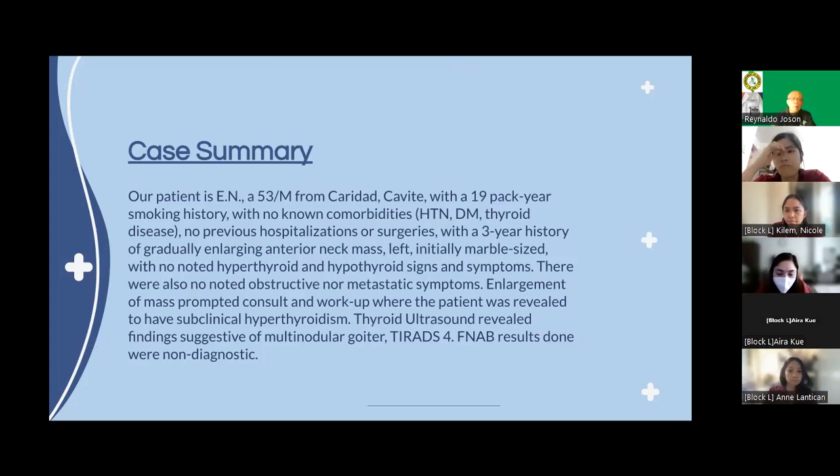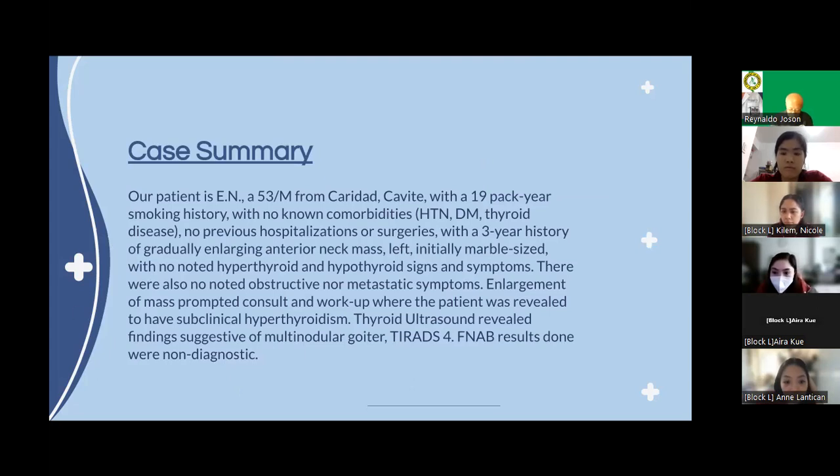So our patient is EN, a 53-year-old male from Caridad, Cavite, with a 19-pack-year smoking history with no known comorbidities. No previous hospitalizations or surgeries, with a 3-year history of gradually enlarging anterior neck mass on the left, initially marble-sized, with no noted hyperthyroid or hypothyroid signs and symptoms. There were also no noted obstructive nor metastatic symptoms. Enlargement of the mass prompted consult and workup, where the patient was revealed to have subclinical hyperthyroidism.